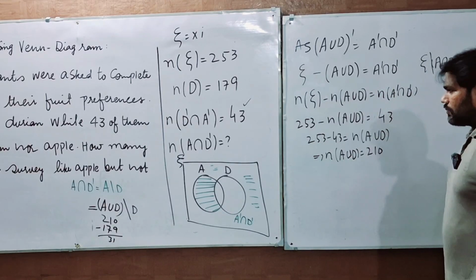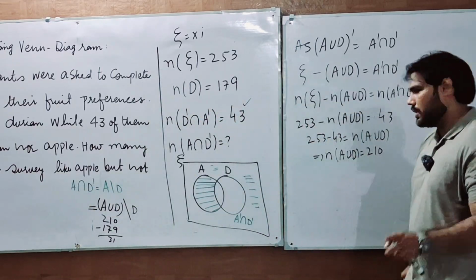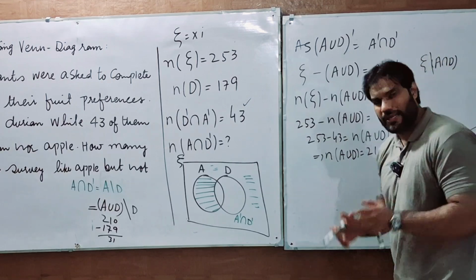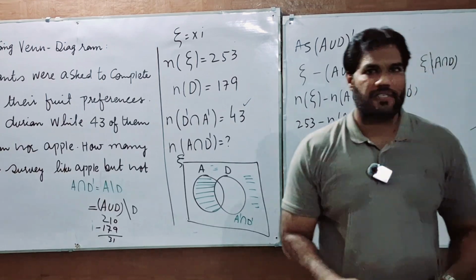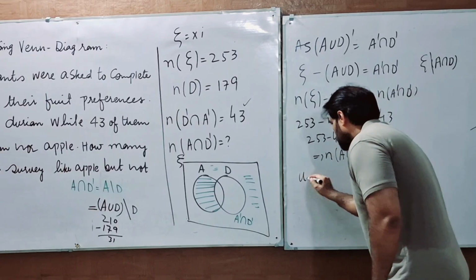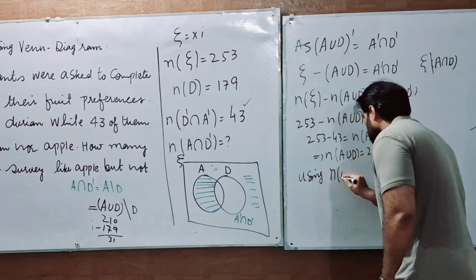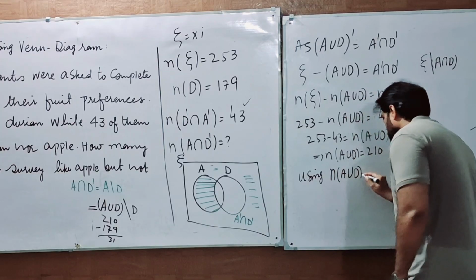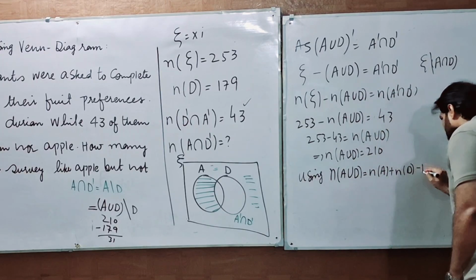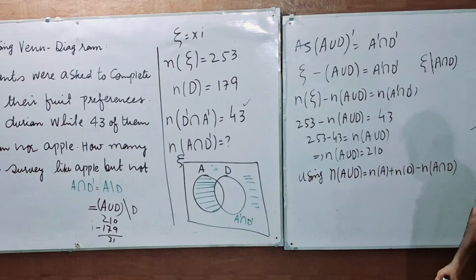Next, we have to find A intersection D complement. Again, using the identity in case of overlapping sets or intersecting sets, which both have the same meaning. Lastly, using the identity, n of A union D is equal to n of A plus n of D minus n of A intersection D here.